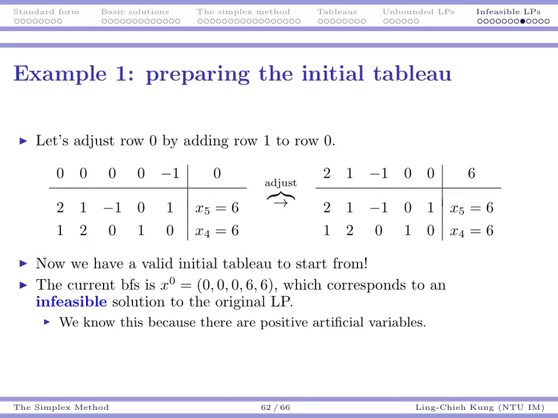After the adjustment, we have a valid tableau. The right-hand side one is our initial tableau. x4 and x5 are both 6. That's why your objective value for phase 1 is 6, because your x5 is 6. Your current basic feasible solution is 0, 0, 0, 6, 6, which corresponds to an infeasible solution to the original LP. If you take a look at these two values and plug them into your original LP, that's not going to be feasible.